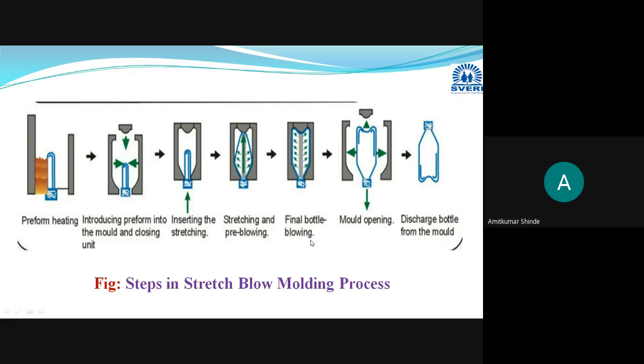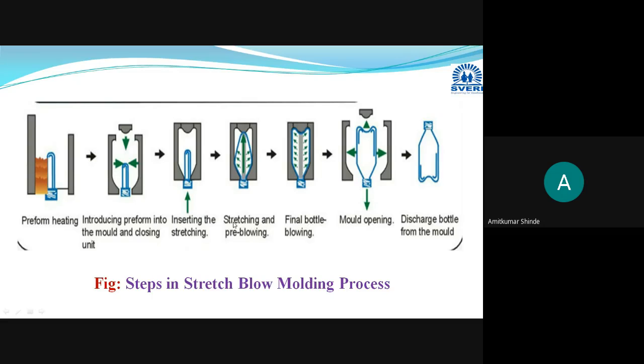Okay, the blowing operation will be considered here in two stages. The first one will be termed pre-blowing, and the last one will be termed final blowing. Initially, we are doing the stretching; lengthwise stretching will be performed. That will be your first stage. In the second stage, its diameter will be stretched by blowing compressed air in a small amount. That will be termed pre-blowing.